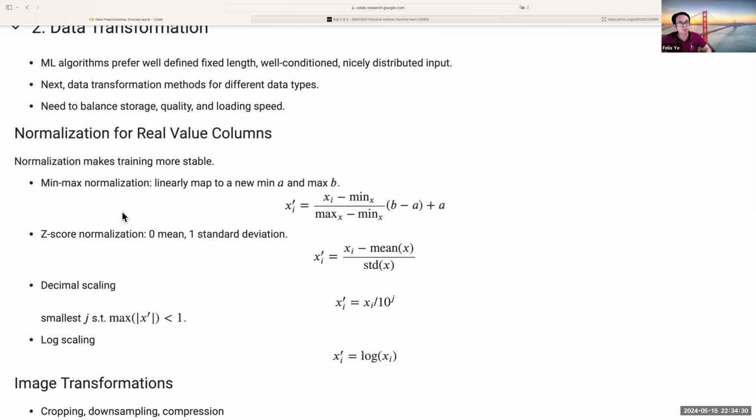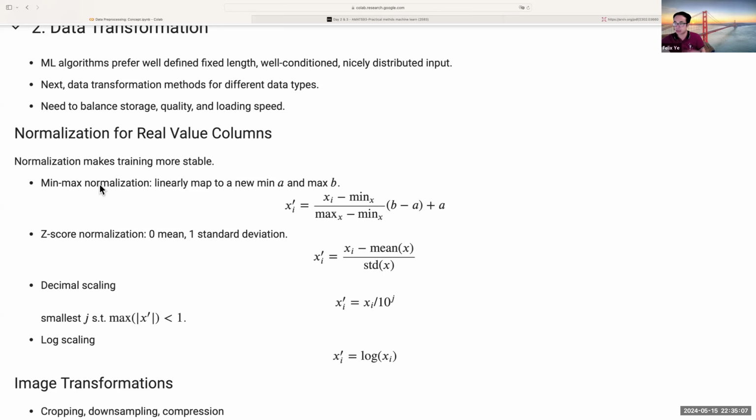All right. So the first thing, if we are working with a numerical data set, is that we can apply normalization for real-valued columns, because normalization will usually make the training more stable, and in a lot of cases will make things much, much better. There are a bunch of different ways of doing this transformation. The most popular ones are the first one and the second one. We're going to talk about the third and fourth a little bit later. So the first one is min-max normalization.